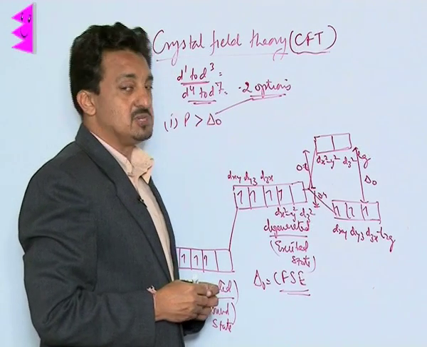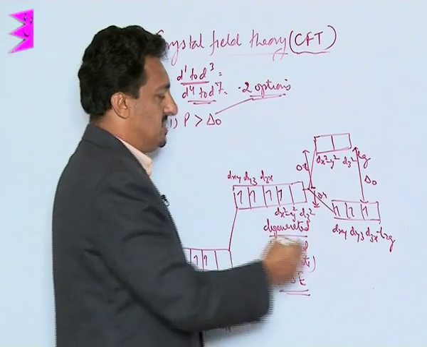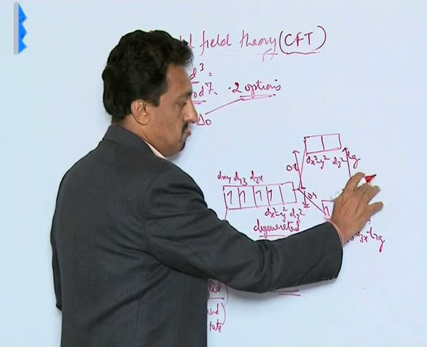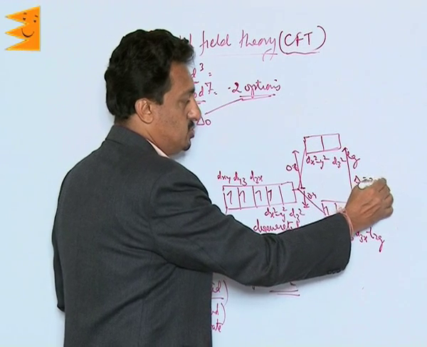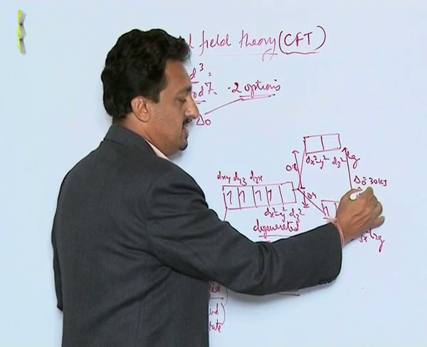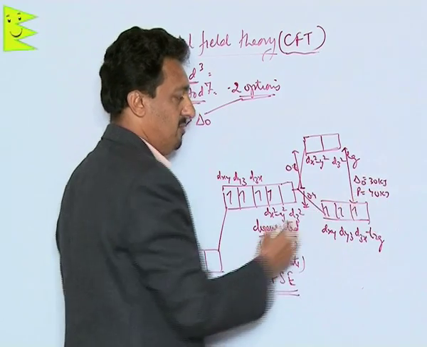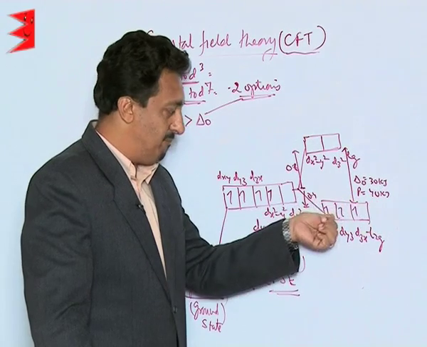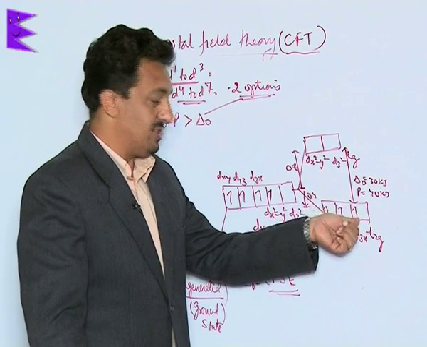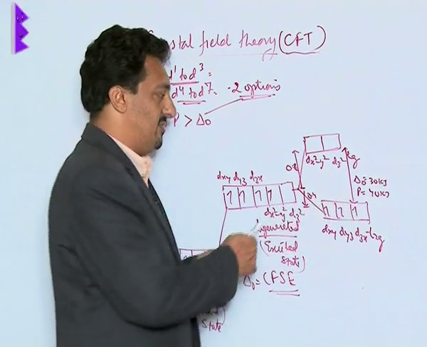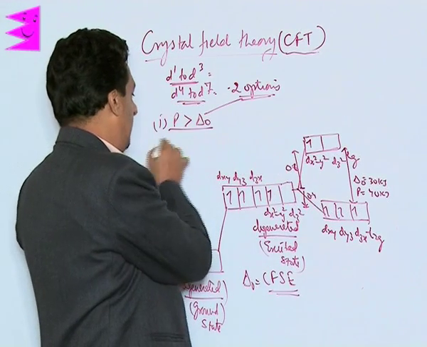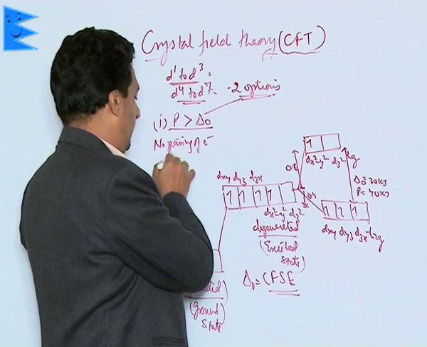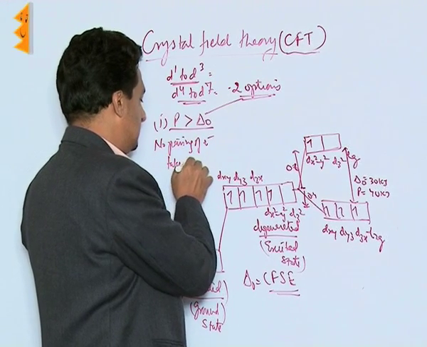If pairing energy is more than splitting energy, it means what? Suppose your splitting energy is approximately 30 kilojoules per mole, and the pairing energy is 40 kilojoules per mole. So in place of spending the 40 to make them paired here, the fourth electron will be given 30 kilojoules of energy so that it enters here. So in this case, no pairing of electrons takes place.